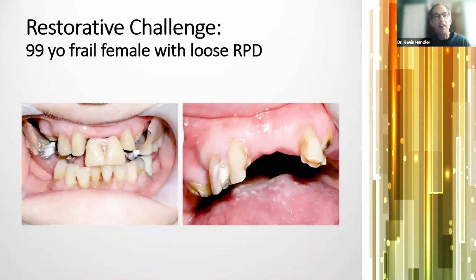Another restorative challenge: this was a woman who came in. She was 99 years old, and she was pretty frail. She had been to a previous dentist, and her chief complaint was that her upper partial didn't fit. He basically said, not much I can do, you just have to live with it. And she didn't like that answer, so she came to my office.